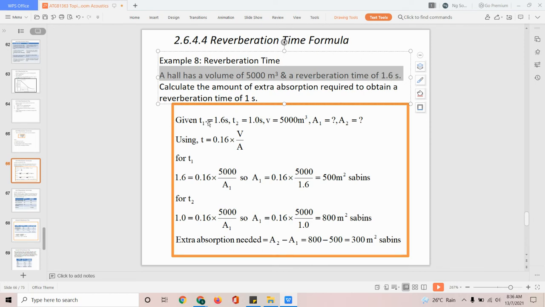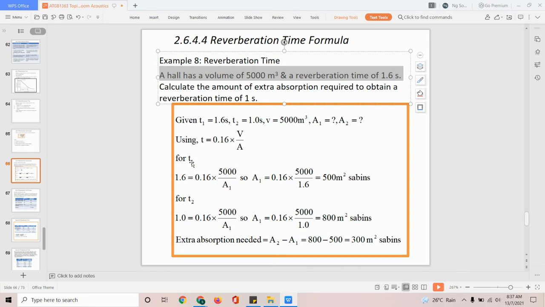You can write down all the information: the time for this hall without any extra absorbent is 1.6 seconds, and you want to reduce this reverberation time to 1 second. So you need to put in extra absorbent. You'll be required to use the formula T = 0.16 multiplied by V over A.